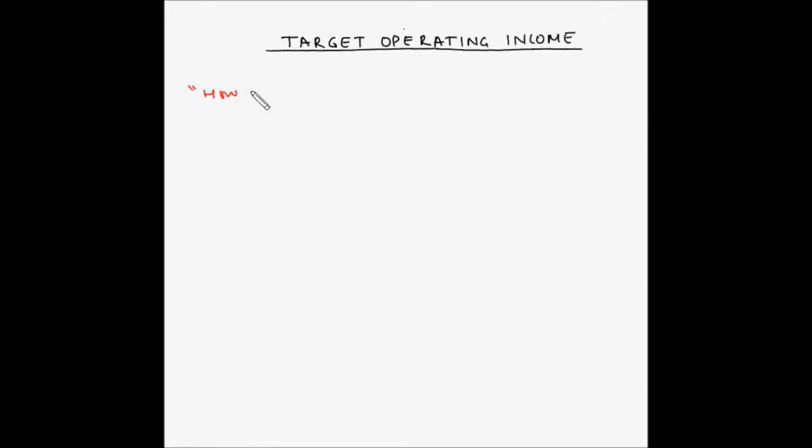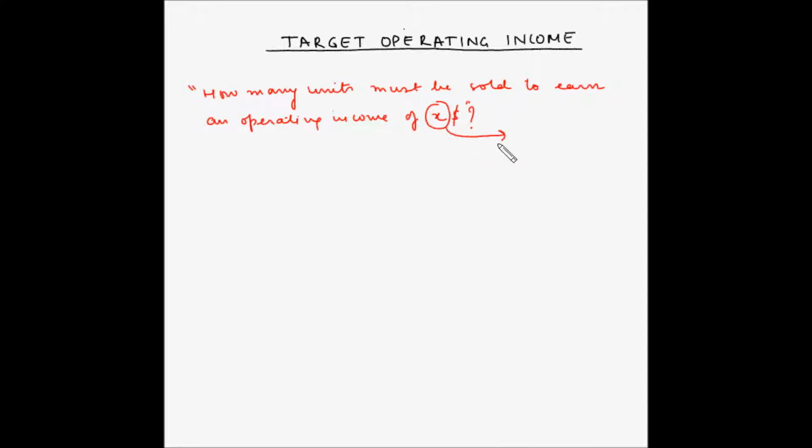how many units must be sold to earn an operating income of X dollars. So this X is derived out of the target that they have set.